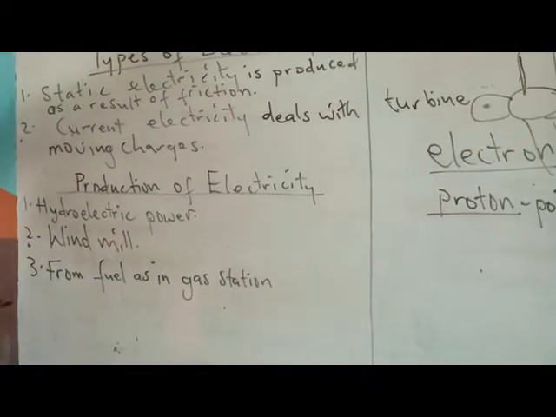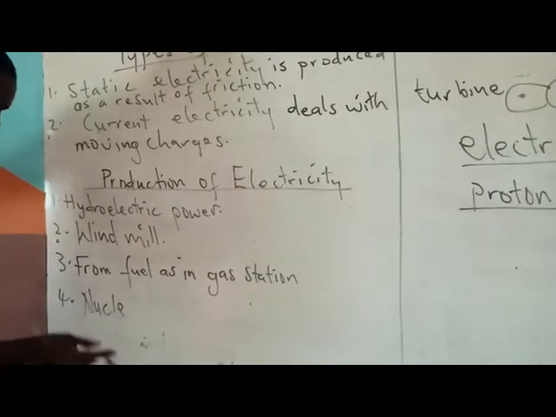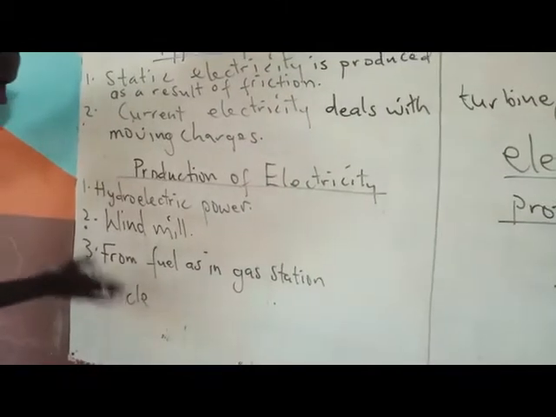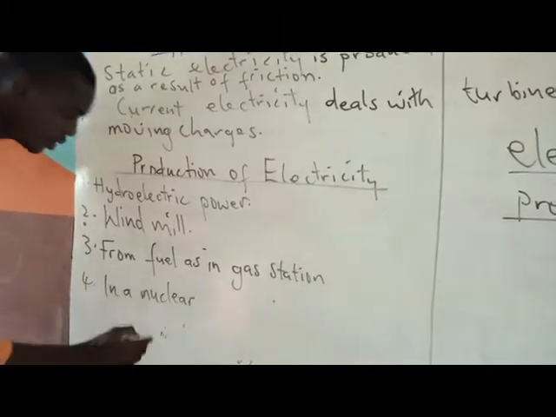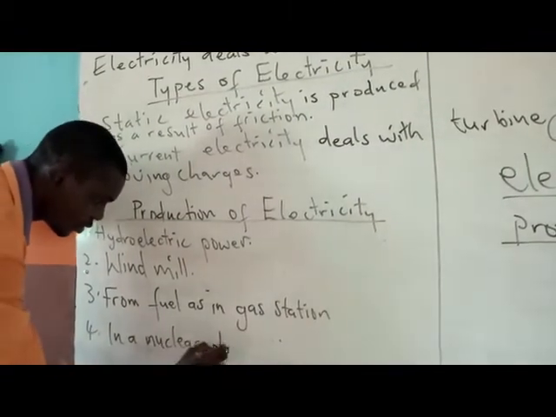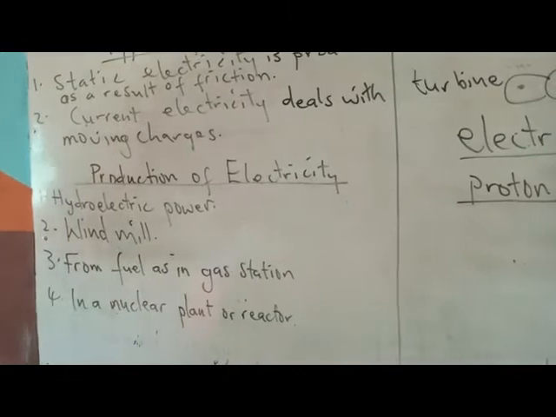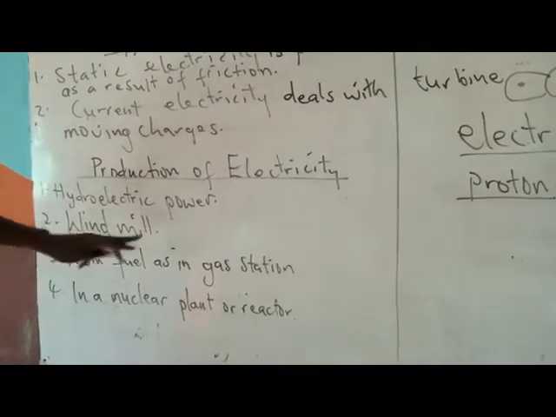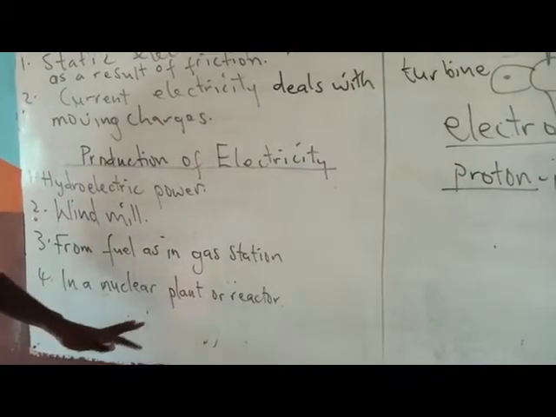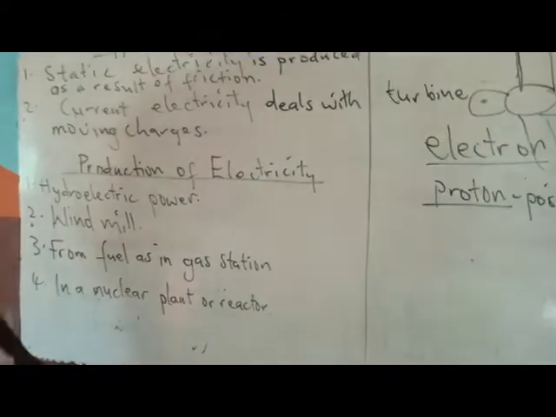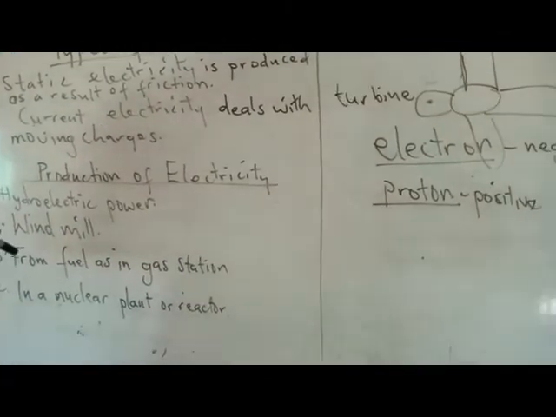Also, electricity can be produced in nuclear plants, or what we call a reactor. So electricity is also produced from hydroelectric power, from a windmill, from fuel as in a gas station. Also it can be produced in a nuclear plant, that's through nuclear energy. So that's for production of electricity.